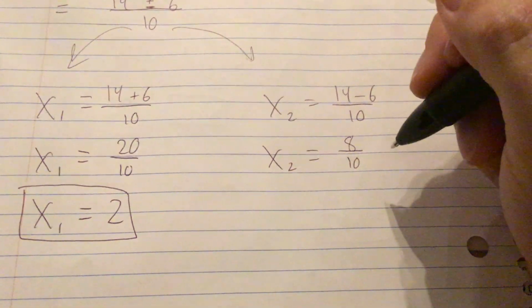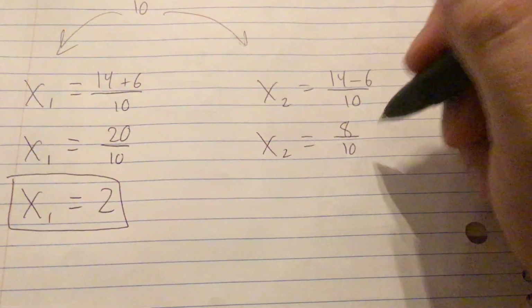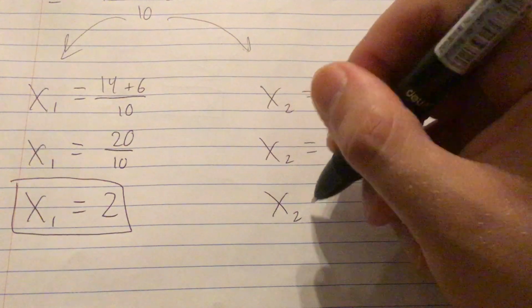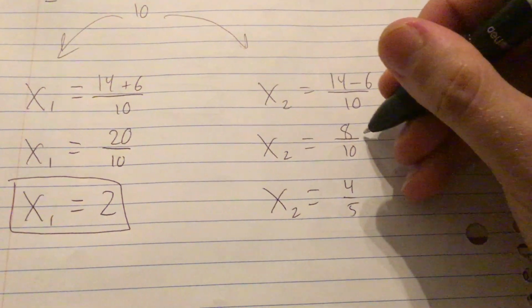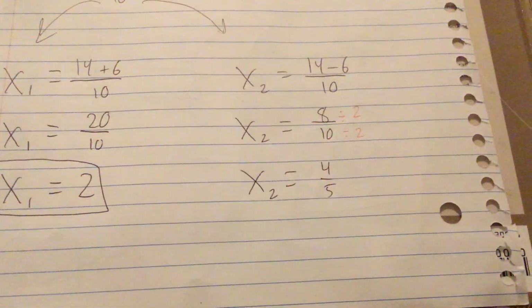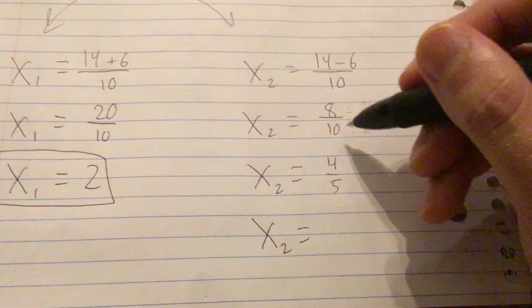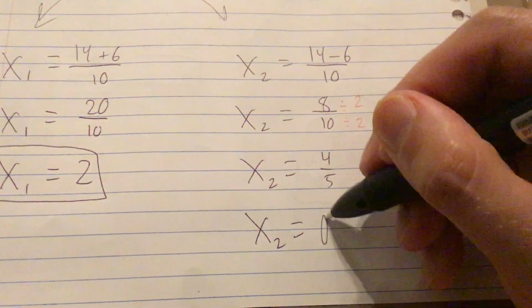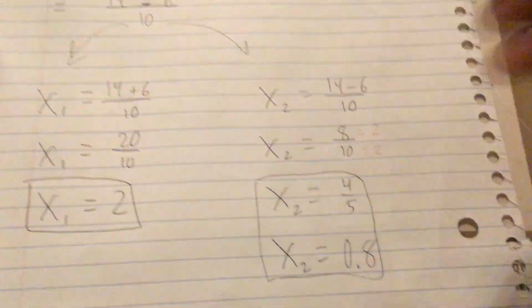I could simplify this fraction and divide the top and bottom by 2 and make it 4 over 5, because all I did was divide the top and bottom by 2, reduce the fraction. You can do that. I personally like a good decimal. 8 divided by 10 in the calculator would be 0.8. It's the same result. You just pick one, fraction or decimal.